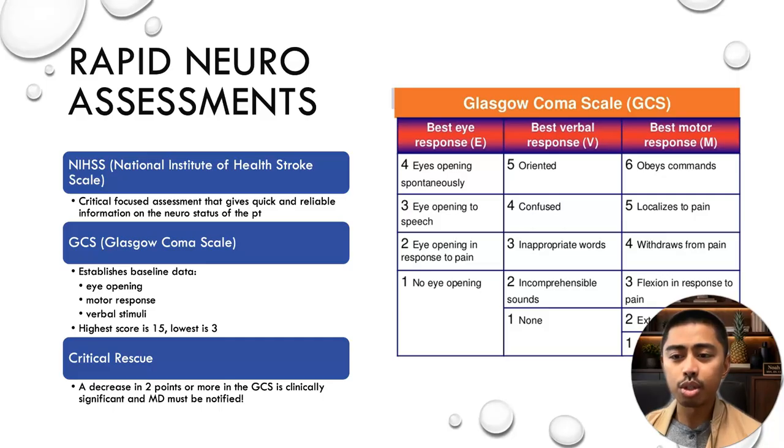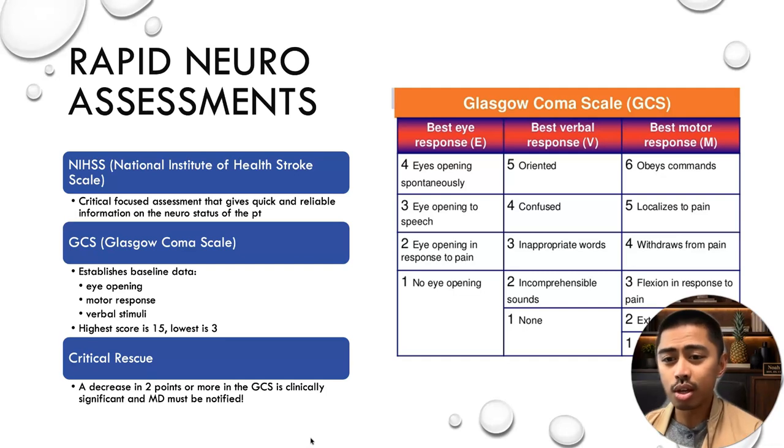Now for the rapid neuroassessments, we know that the NIH stroke scale is going to be the standardized tool to use to determine whether someone's having a stroke or how severe that stroke is. Now, you are not expected to remember the entire point system for this, but you are expected to know what it is, what it tests for, and just the different categories that it tests for.